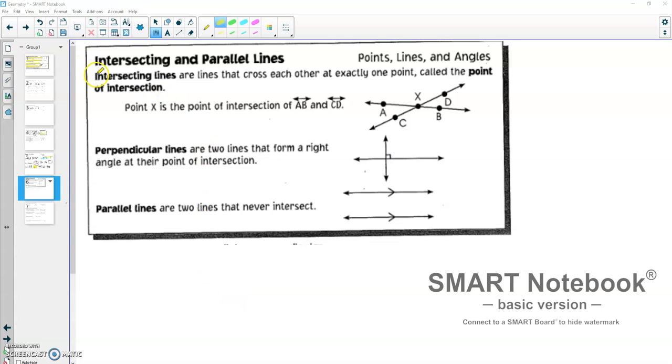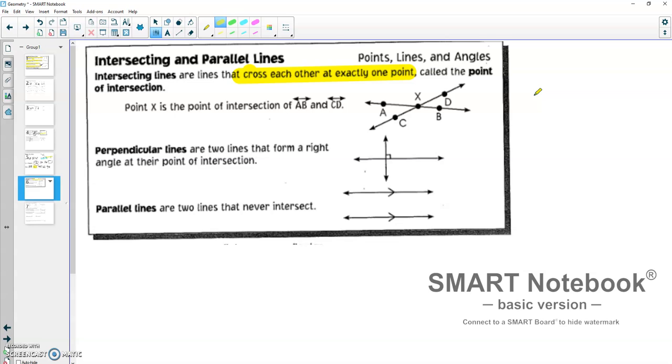So, intersecting lines are lines that cross each other at exactly one point, called a point of intersection. In real life, you might think of when you're driving a car and you come to an intersection. When two roads cross each other, you have to wait at a traffic light to cross. Okay, now that's a real life situation.